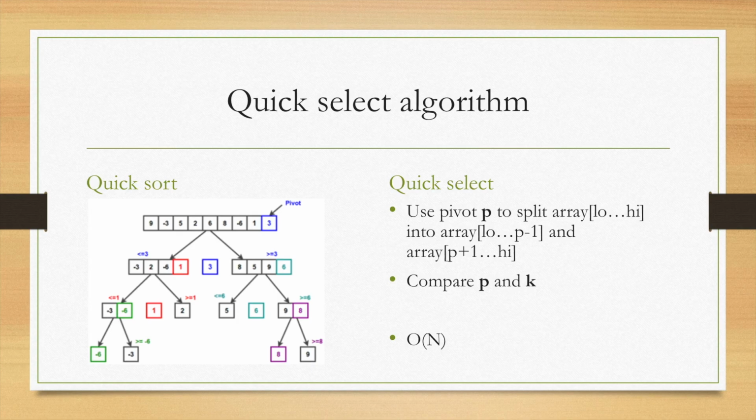The quick select algorithm is similar to quick sort. It also uses the partition method. First, we use pivot P to split the array into 2 subarrays. Then we compare the pivot with the target k. If it is k, then we just return. If not, then we search in the subarray. In this way, the quick select algorithm can achieve O(N) on average. That's much better than the previous method.